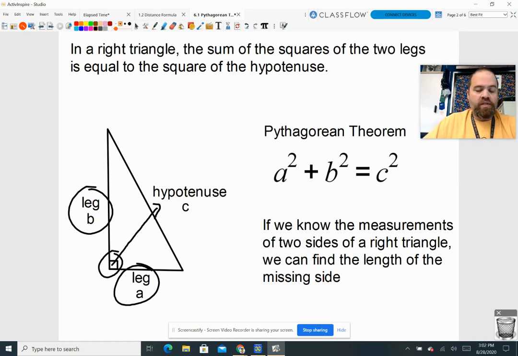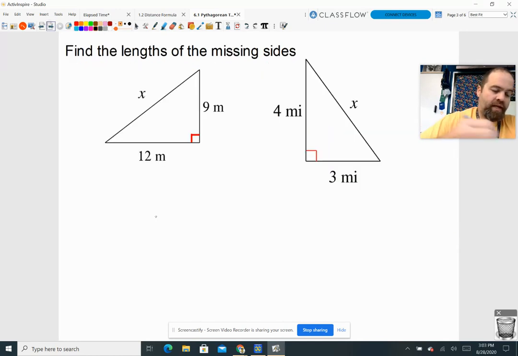Now, if you notice, the legs a and b are pretty interchangeable. They're not that special. The one that is special, the one that we have to make sure we can differentiate from the other two, is the hypotenuse. We have to be able to pick out the hypotenuse in the triangle 100% of the time. So what this is going to look like, I'm going to give you two sides, you're going to find the third. I'll help you guys with them. Your assignment's going to be to do it on your own.